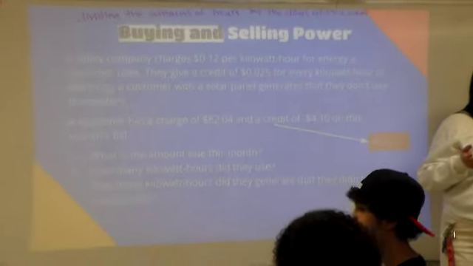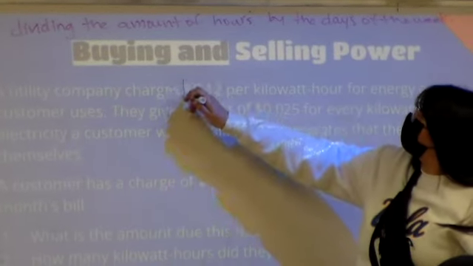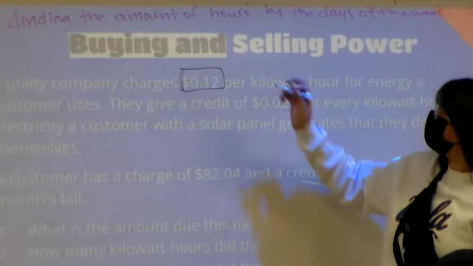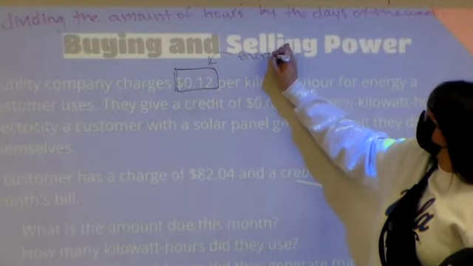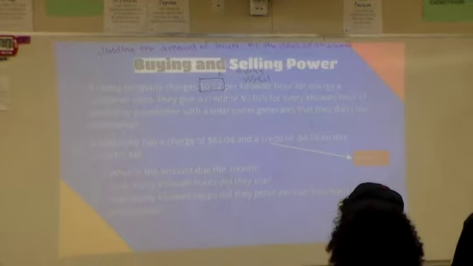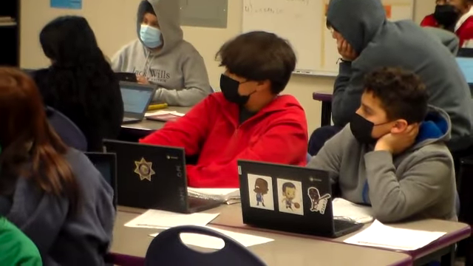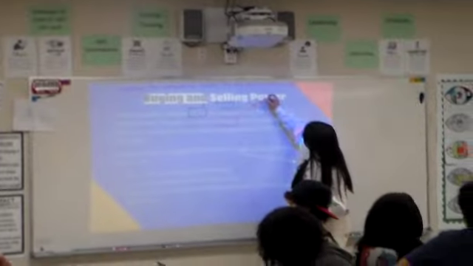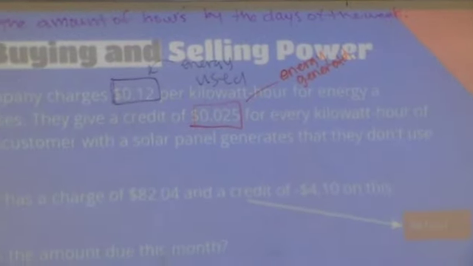Okay. But I want us to be very specific now about those. What does the 0.12 represent? The charge. The charge for what? Energy used. Energy used. Thank you, Tanya. And how about the 0.025? Milton, what does that represent? The money they get from the energy generated from solar panels. So you're saying energy generated. Do we all agree with those two things?